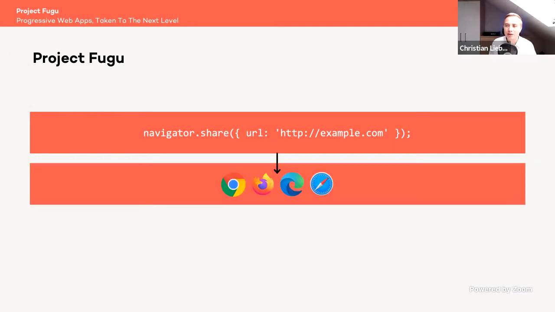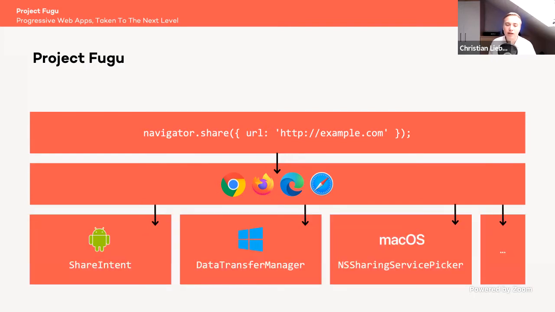Basically it now depends on your browser what they do. And the good thing is that your browser knows for which platform it is compiled. So for example, Chrome knows if it's compiled for Windows or for macOS. And so during compile time, the browser will get a link between this JavaScript API that you as a developer call and the actual native API that the operating system offers. So for example, in the case of web share API, if you call that on Android, we would call the share intent behind it. If you call it on Windows, we would call the data transfer manager API behind it, and on macOS, the NSSharingServicePicker, plus on other platforms, whatever API comes close, so to say.